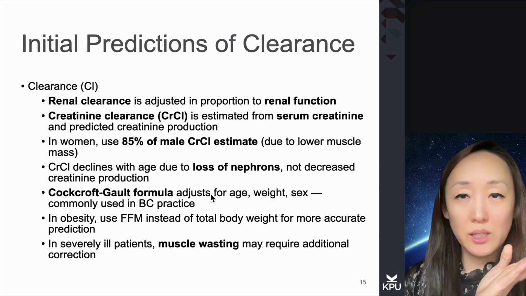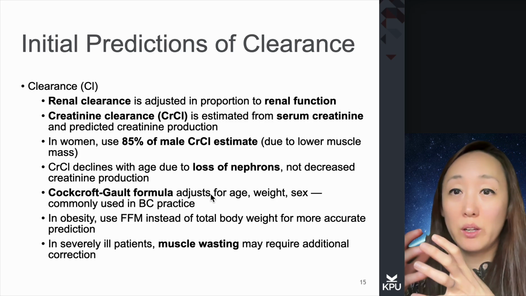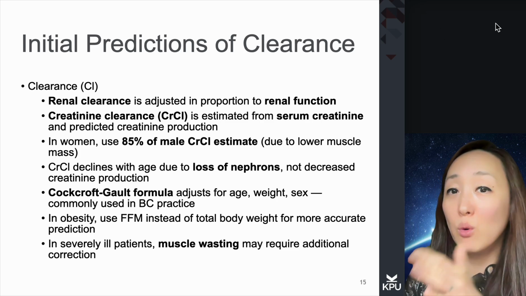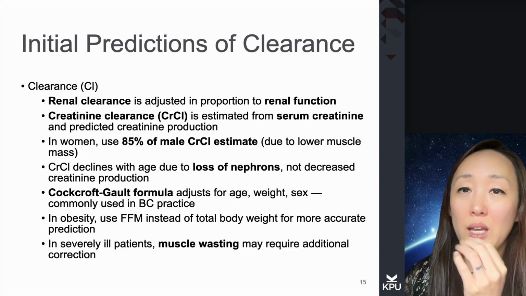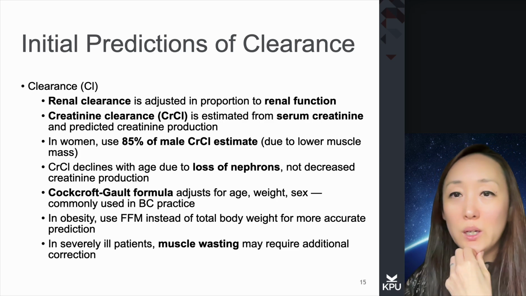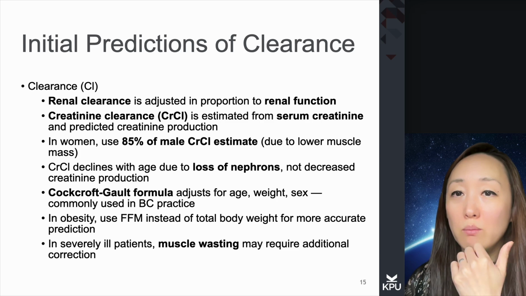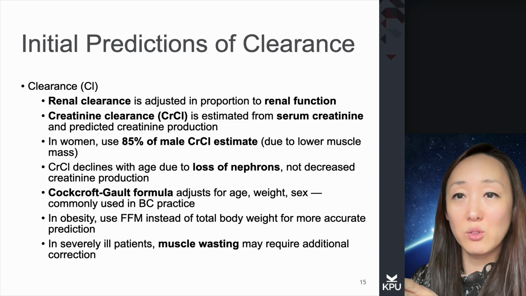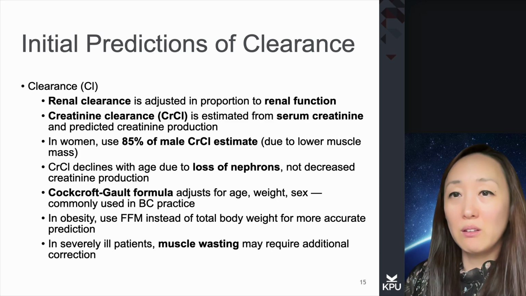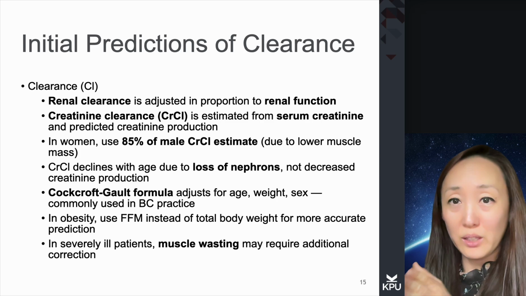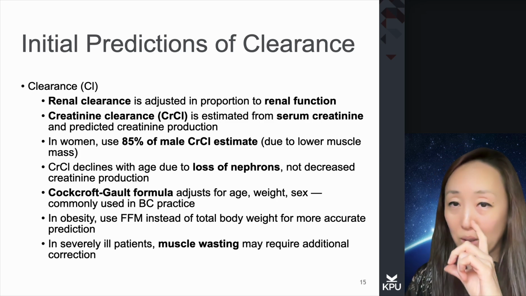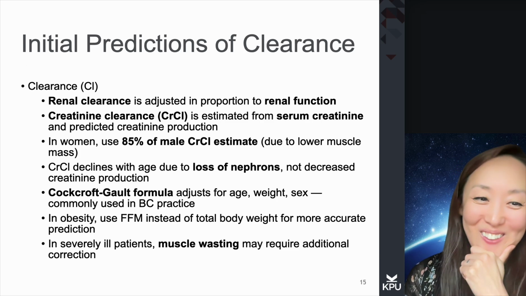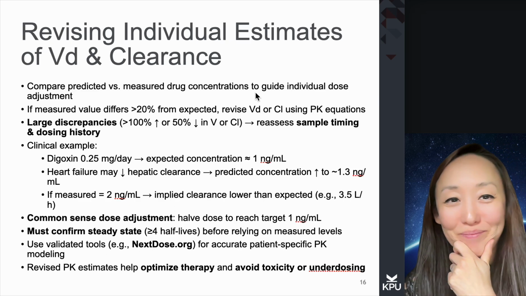And the same as with the volume of distribution, for the heavier patients, we use FFM instead of the total body weight so that we can avoid overestimating clearance. And for those that are really sick, the creatinine-based estimates may overestimate the renal function, so you need to take into account that muscle wasting reduces creatinine production, and that's where the lowered amount might stem from. Yes, I hope you're following this. Okay, now let's get into our last slide here.